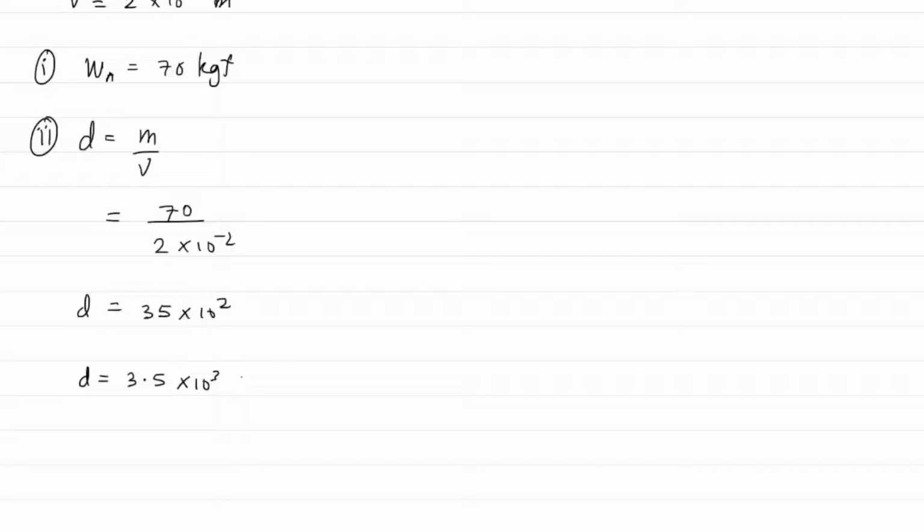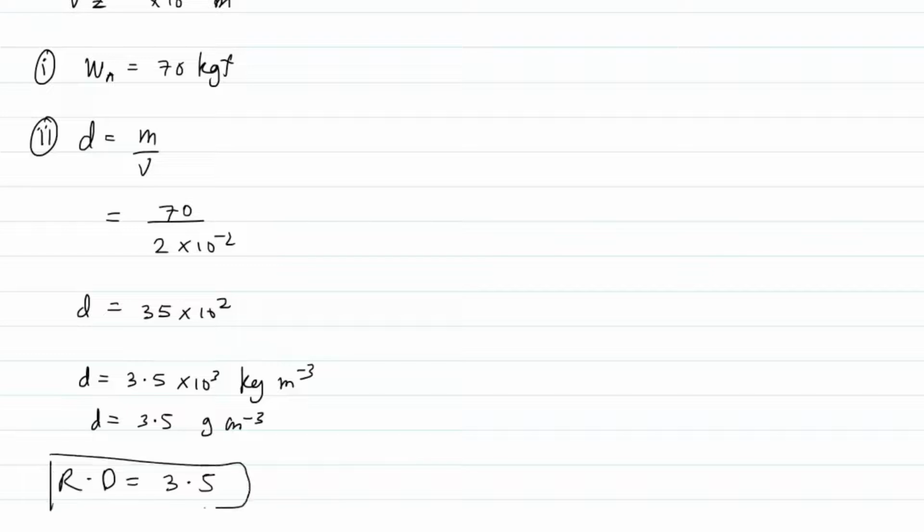kg per meter cube. And therefore, this is 3.5 gram per centimeter cube. And so relative density is just 3.5. So remember, if you want to find relative density, you have to convert it into gram per centimeter cube and just take the number.